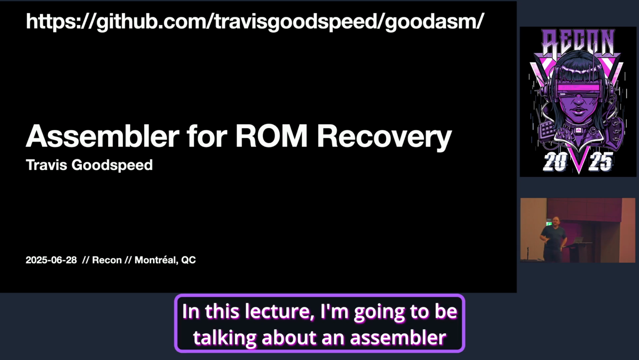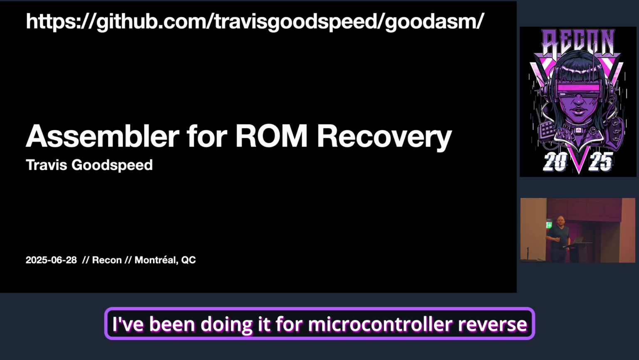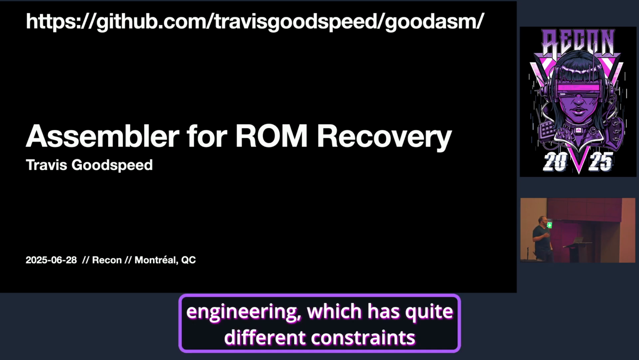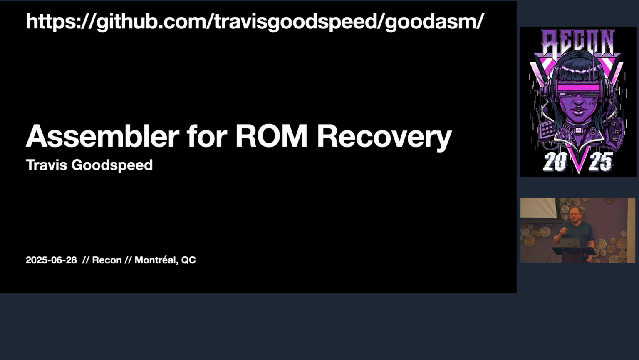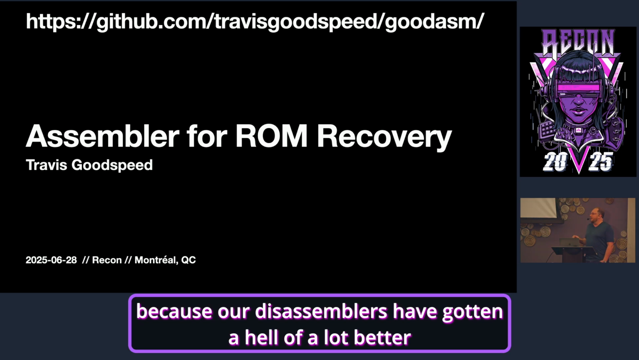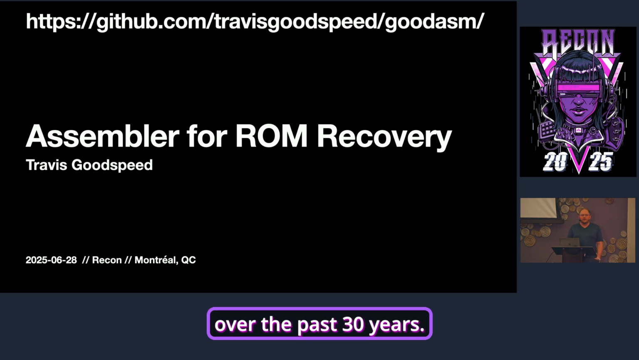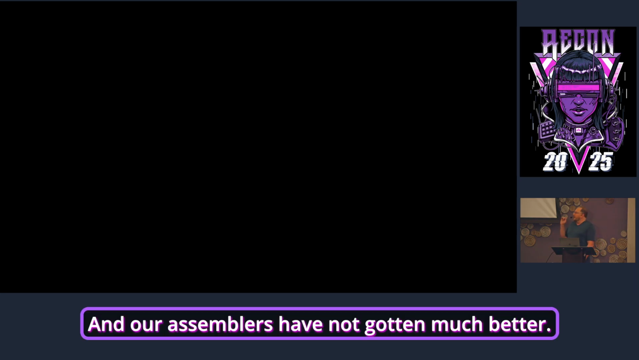In this lecture, I'm going to be talking about an assembler that I've been writing lately. I've been doing it for microcontroller reverse engineering, which has quite different constraints from what you would have in the x86 and ARM64 worlds. But I think that many of those ideas are worth porting back to our desktop environments, because our disassemblers have gotten a hell of a lot better over the past 30 years. We have lifters, we have decompilers, we have all of this fancy static analysis stuff, and our assemblers have not gotten much better.